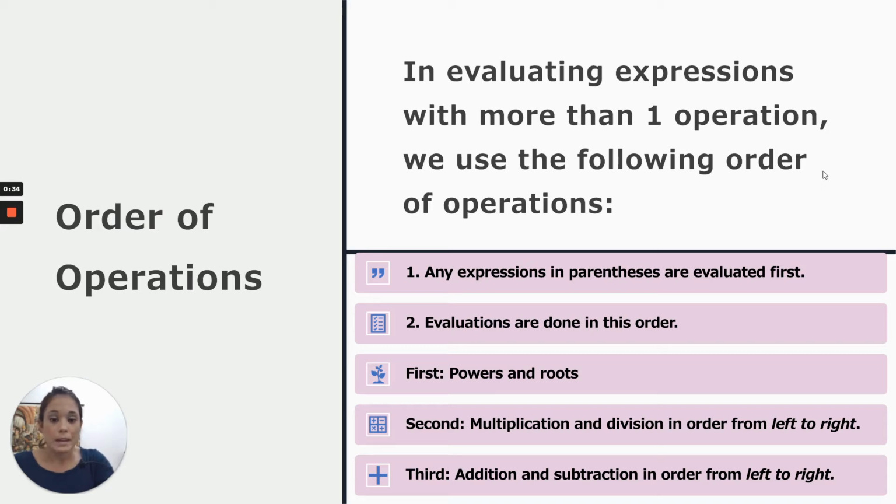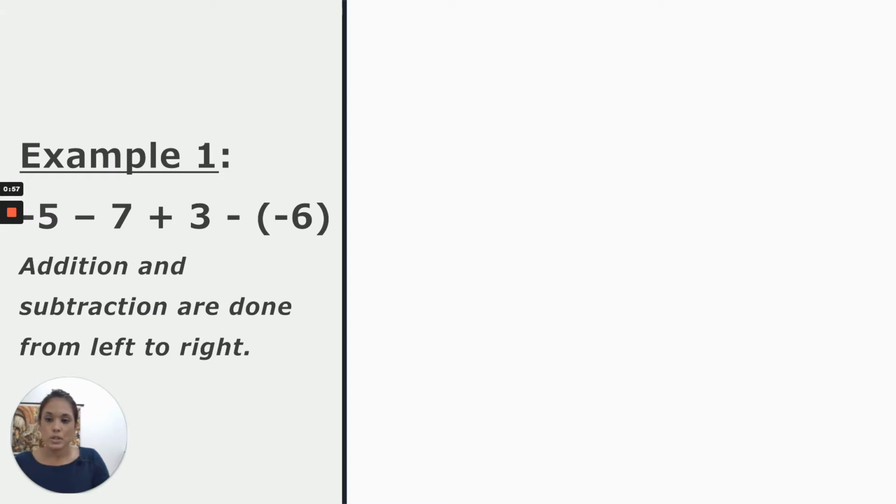Number 1, any expressions in parentheses must be evaluated first. Number 2, evaluations are done in this order. First, you take care of powers and roots. Second, multiplication and division are done in order from left to right. And third, addition and subtraction go in order from left to right. Let's do an example together.